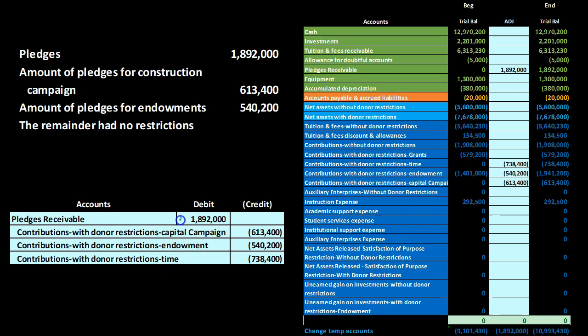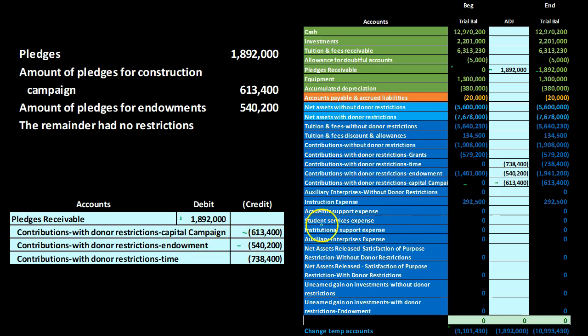We're going to say that the pledges receivable will be increasing. Pledges receivable is going to be a debit balance account. It's going to go up in the debit direction. Then we're going to have the three contributions accounts, again, going up with regards to the related restrictions that they have. The first one, contributions with donor restrictions for the capital campaign, is increasing in the credit direction, increasing in a revenue type direction.